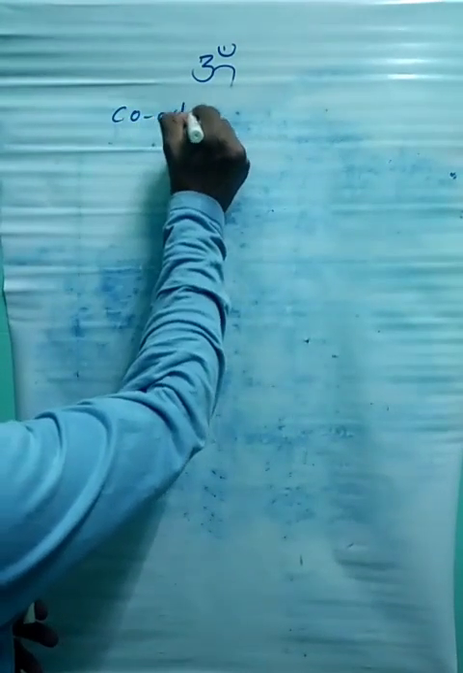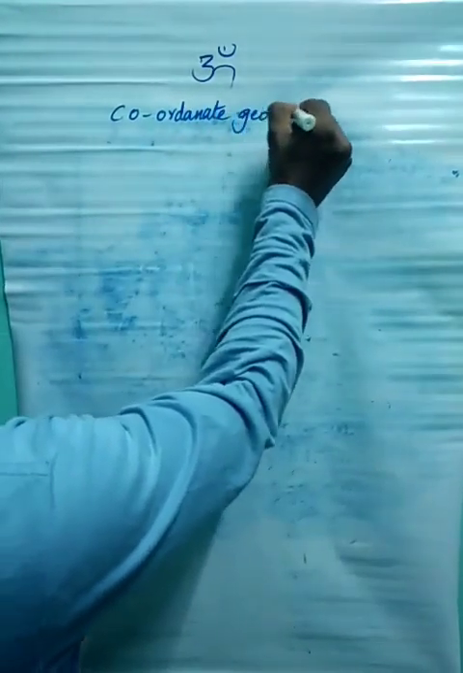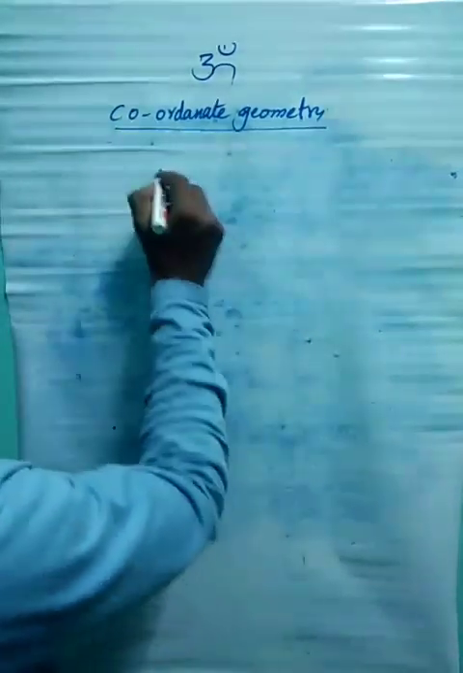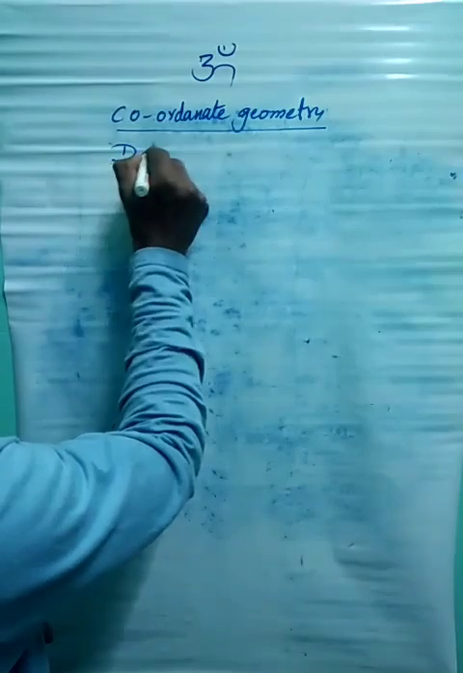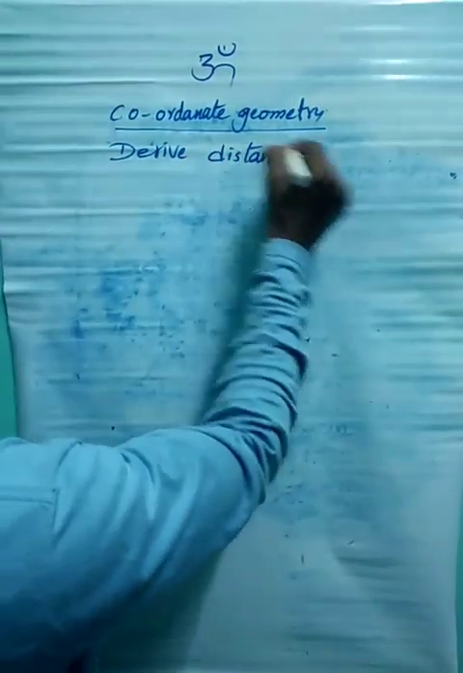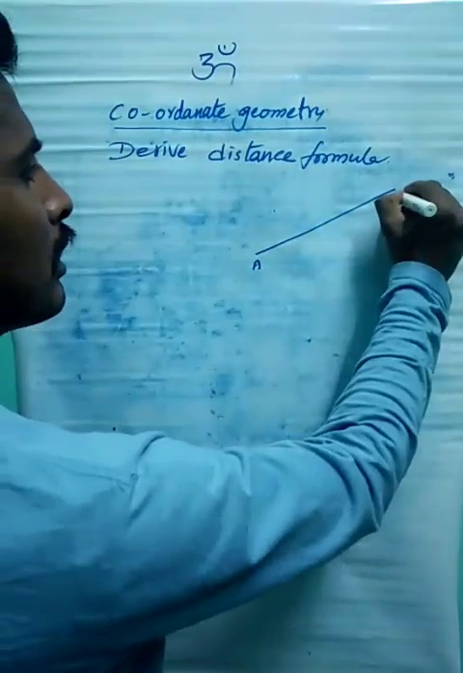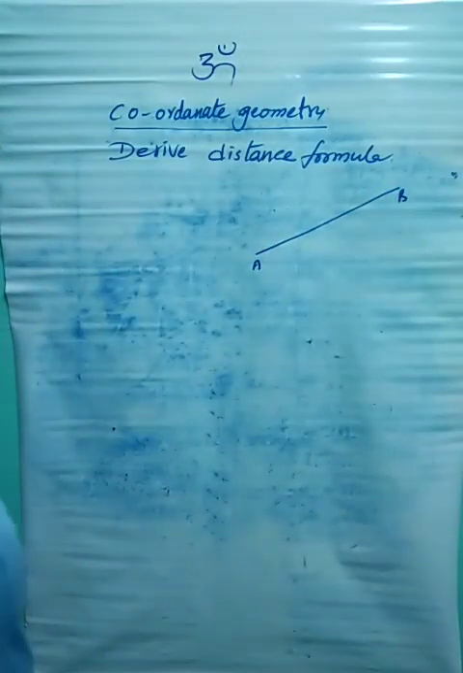In coordinate geometry, how to derive the distance formula. Here we need to find the distance between town A and town B. For this, we must know the coordinates of A and the coordinates of B.